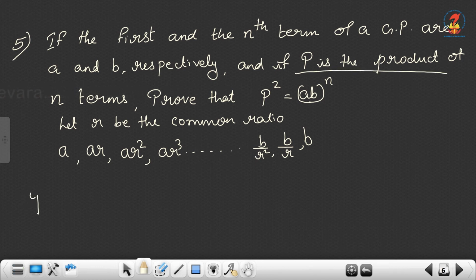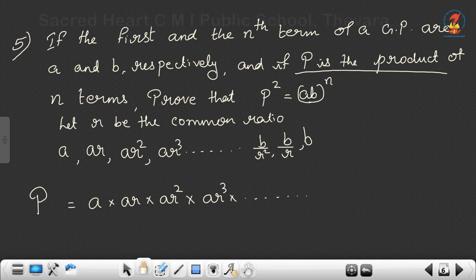So P we can write as P, capital P is equal to first term into the second term into third term into fourth term, etc., etc. Since the last term is given, that's why we wrote like this. Otherwise, usually what we write nth term as AR raised to n minus 1. Here the last term, nth term is given as B. So the just previous term, the preceding term is B by R, then here B by R square, like that.